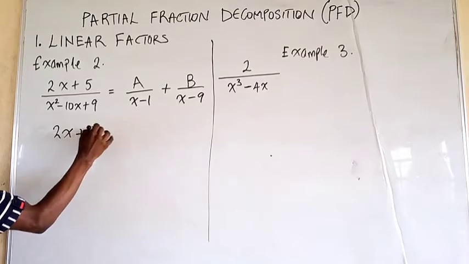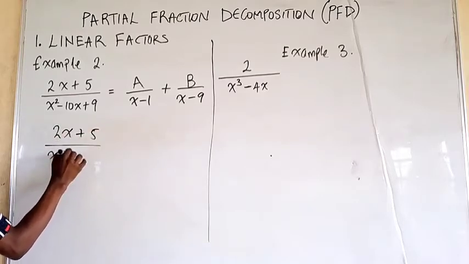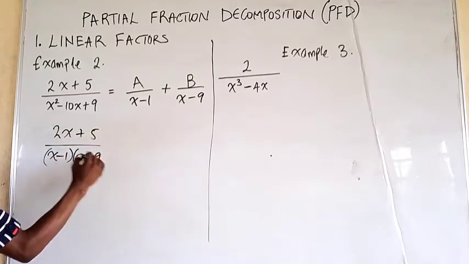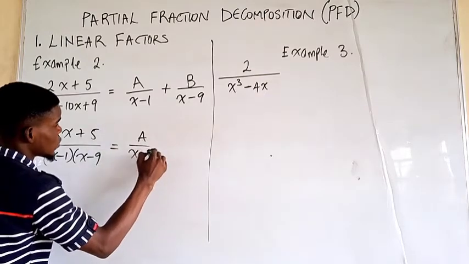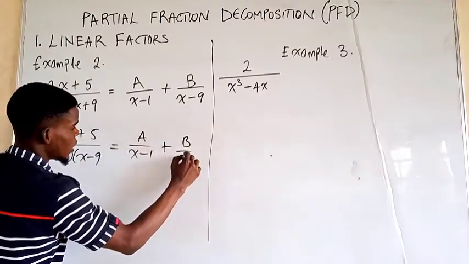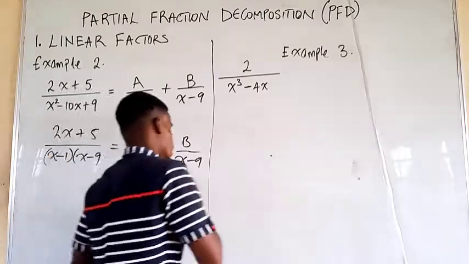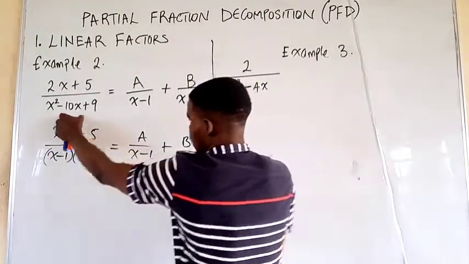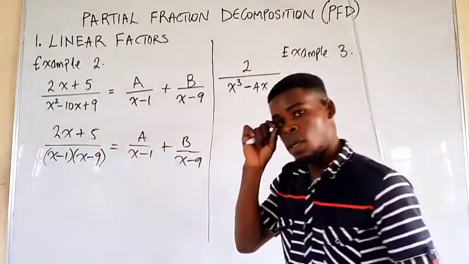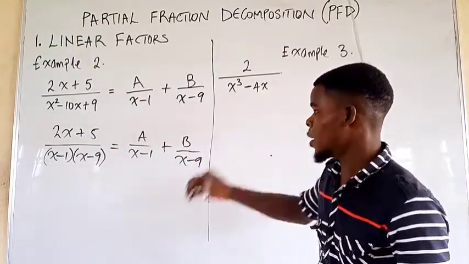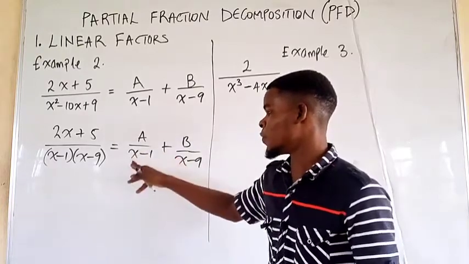2x plus 5 over x minus 1 times x minus 9, and I'm writing this as a over x minus 1 plus b over x minus 9. So this denominator is the same thing as this; these are just factors of this one. So I'm saying which value of x will make this first fraction undefined, that is 1.